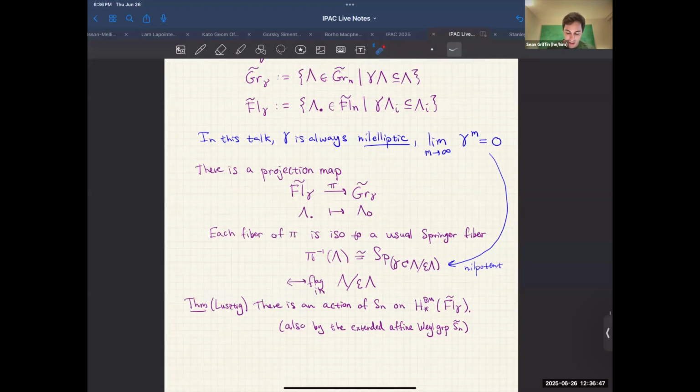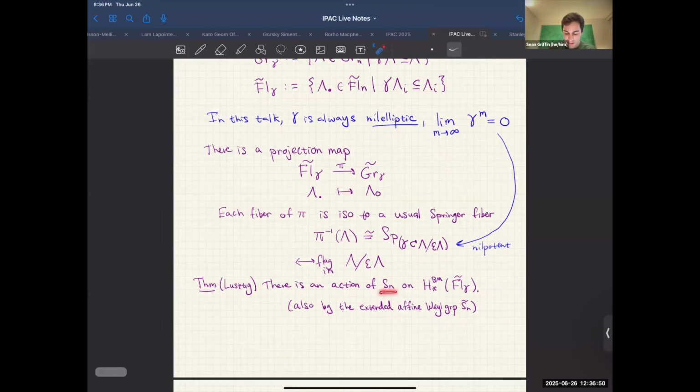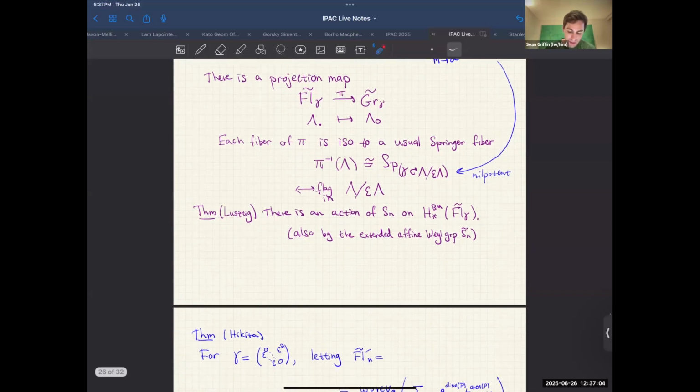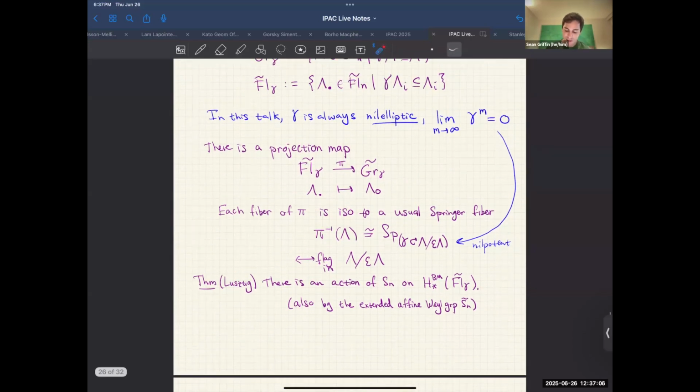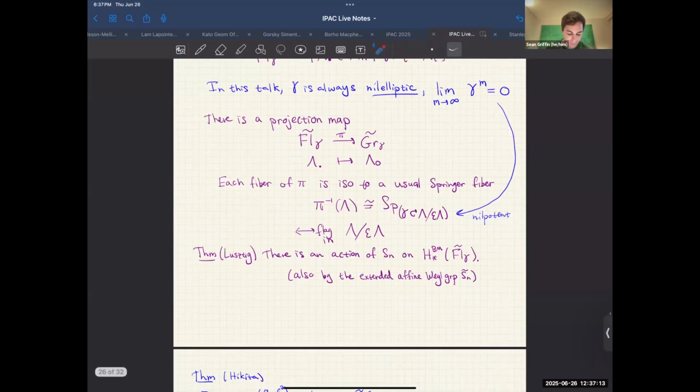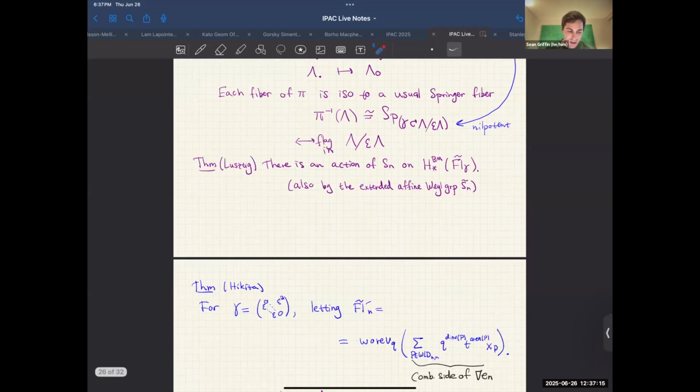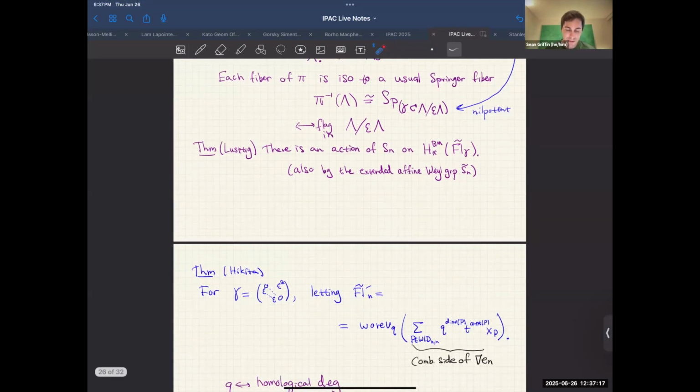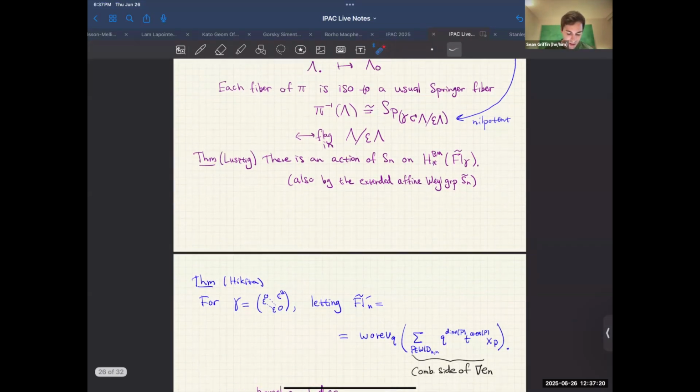So I've stated it here as there's an SN action on this Borel-Moore homology. If you don't know what Borel-Moore homology is, you can just think of it as homology. There's even an action of the extended affine Weyl group, but we only need the SN action because we want Frobenius characteristics.